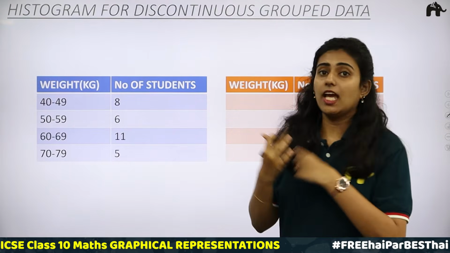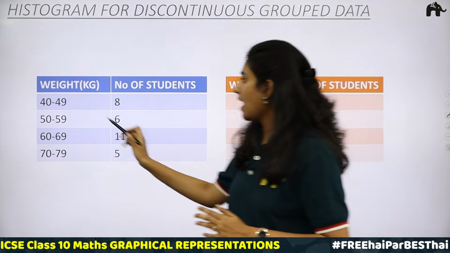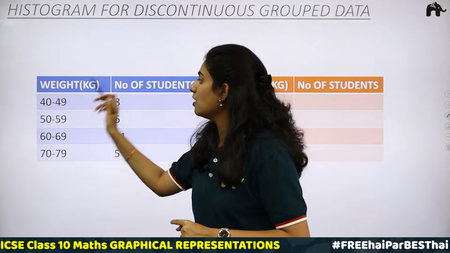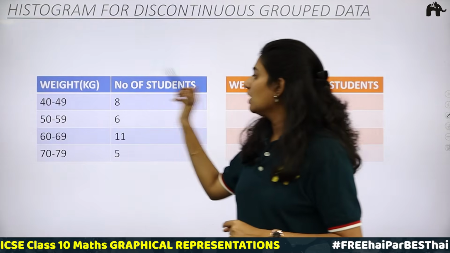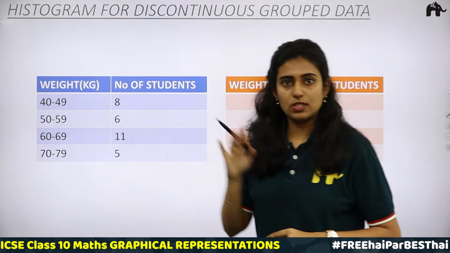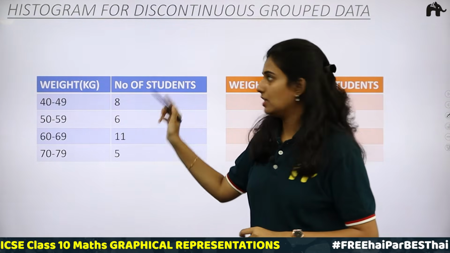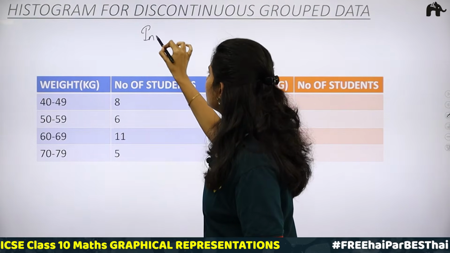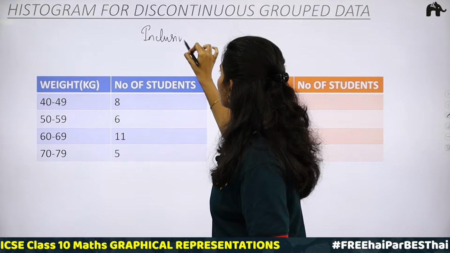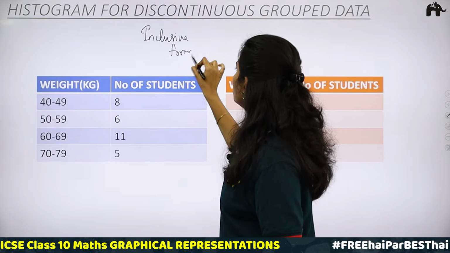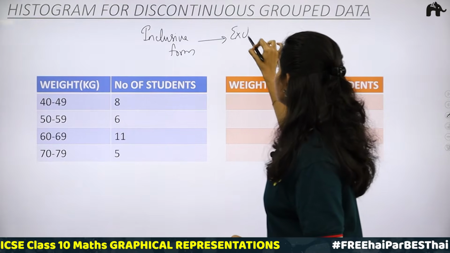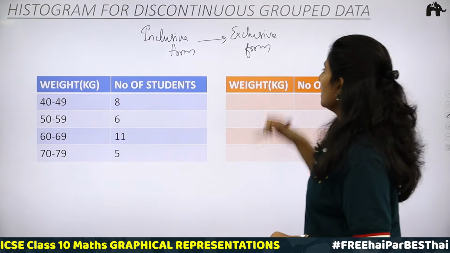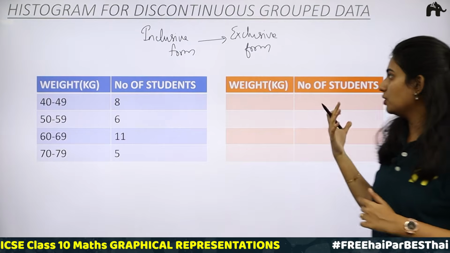Is there a continuity? So we know in the exclusive form, you will be having 50 here and 50 here. The upper limit of the first class and the lower limit of the very next class will be same. So here there is no continuity. The step is we have to convert the inclusive form to exclusive form. Now we'll study how to convert the inclusive form to exclusive form.